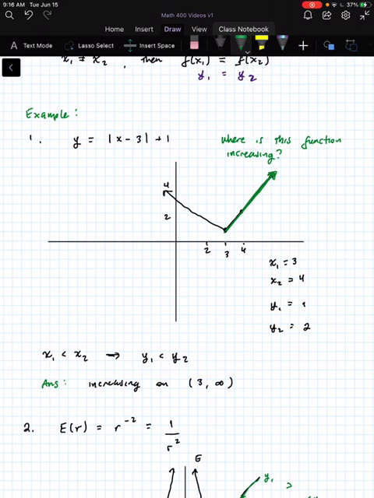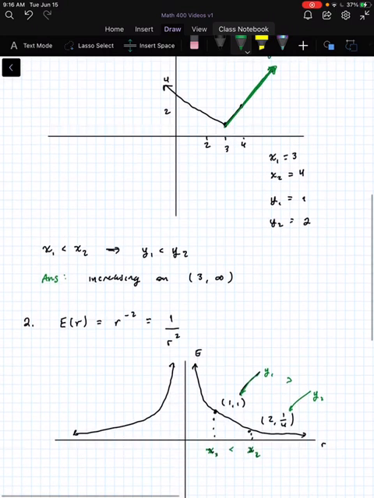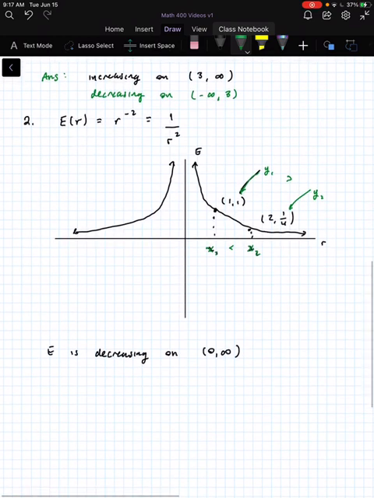For instance, example 1 is actually decreasing from negative infinity to 3. I'll add that here. And this function is increasing on the interval negative infinity to 0. Notice I haven't included 0 again, in this case for two reasons. The first being that 0 is not in the domain of E, and secondly, we don't include the endpoints ever.